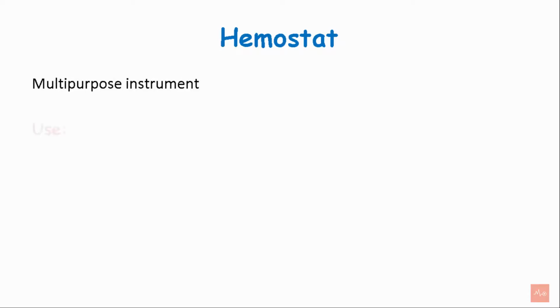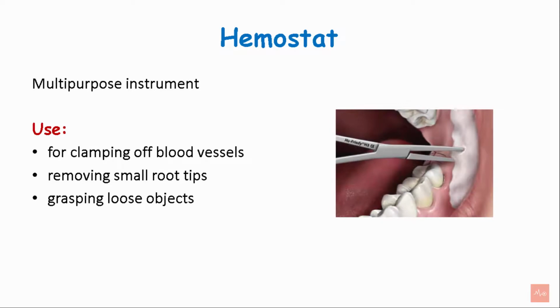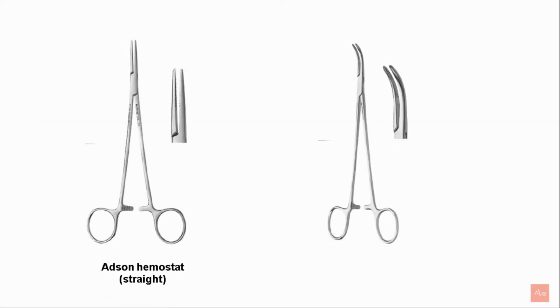Hemostat. This is a multi-purpose instrument. It is used for clamping of blood vessels, removing small root tips, and also grasping loose objects. In this image you can see that a hemostat is used to remove a periodontal pack that was given after periodontal surgery. The hemostats can be available as straight ones or curved ones. They can be used depending on the location of the surgery.